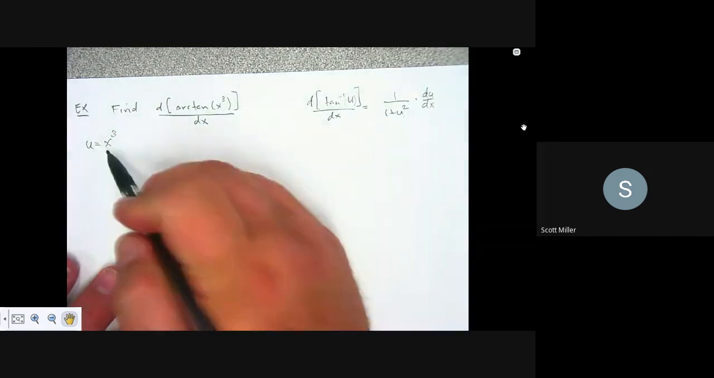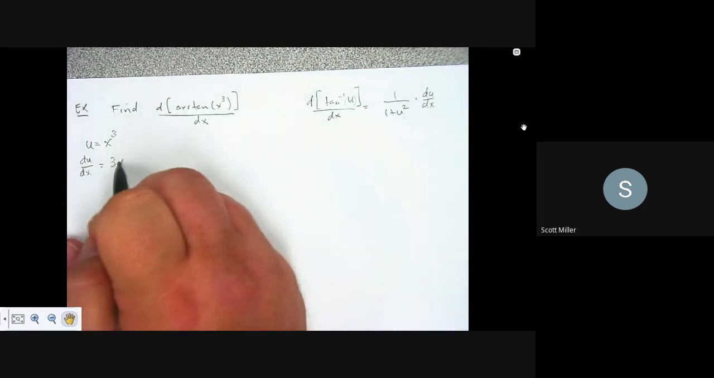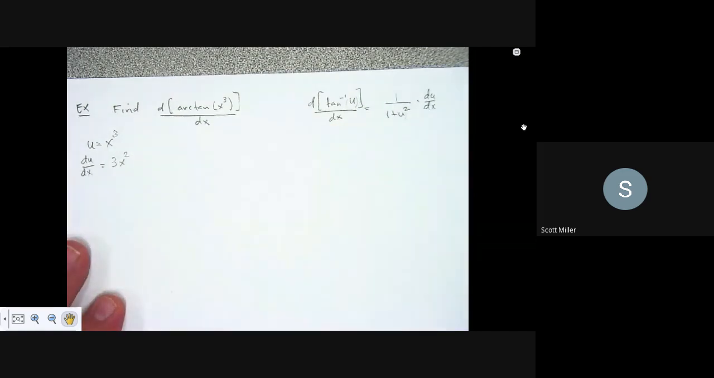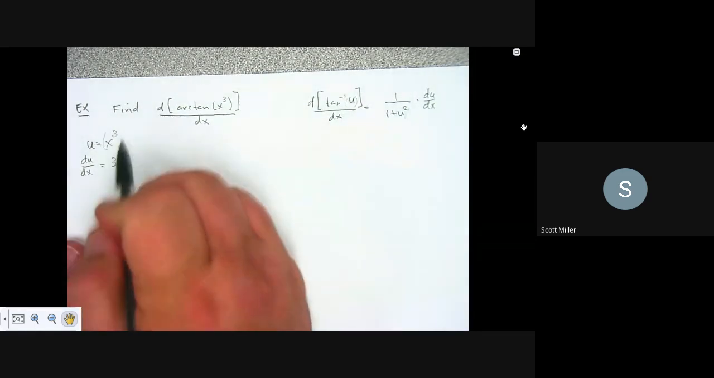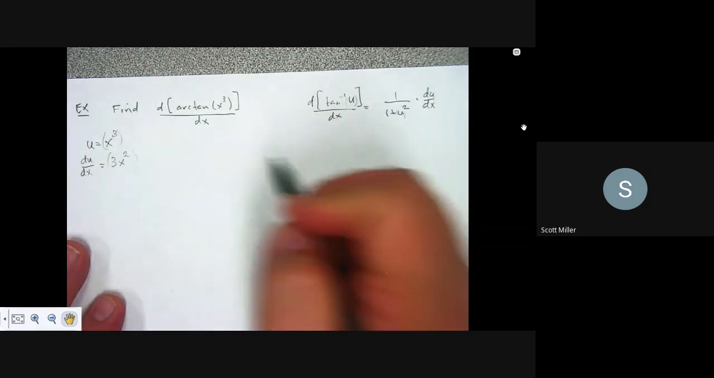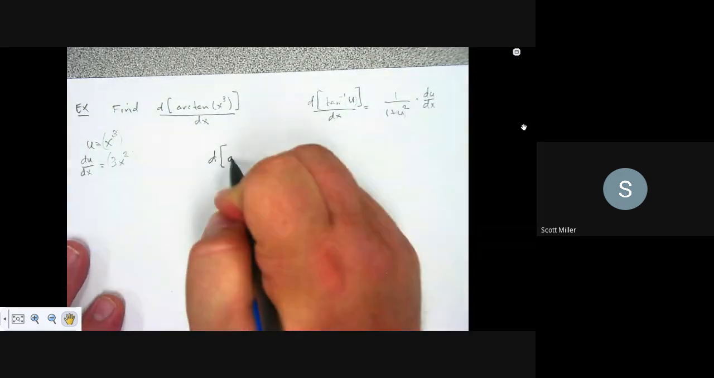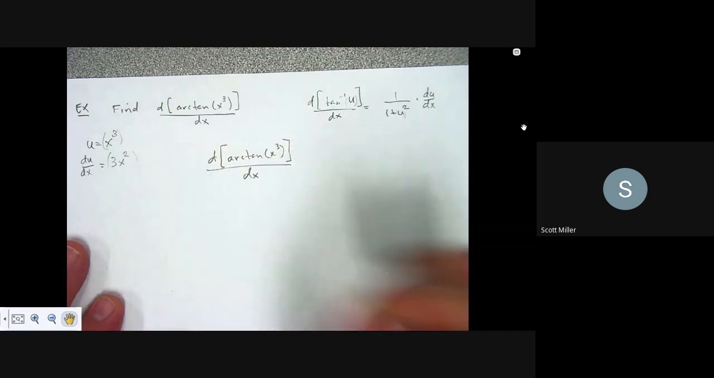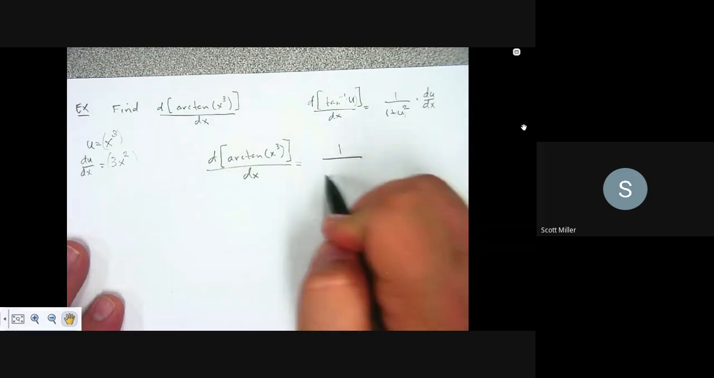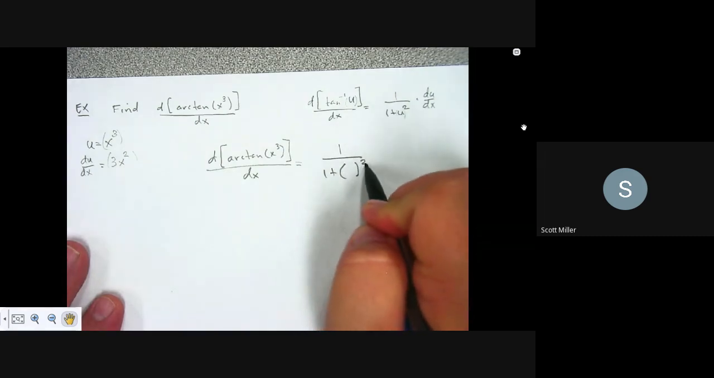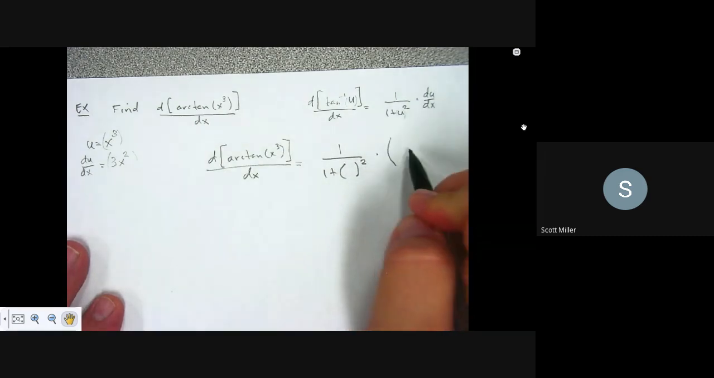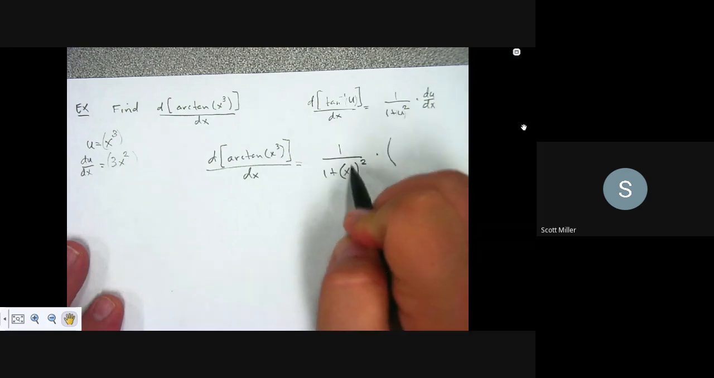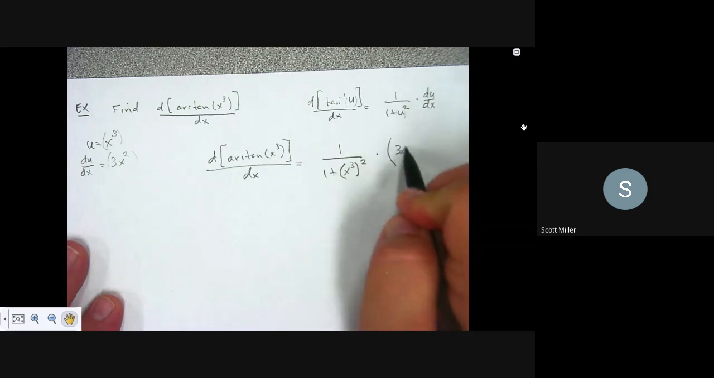Since I know what u is, I can easily find du dx by simply taking the derivative of this with respect to x. This gives me 3x squared by chain rule. All I have to do now is plug these things in using parentheses right into that formula. So the derivative of the arctangent of x to the third with respect to x is 1 over 1 plus u squared times du dx. U is x to the third, and du dx is 3x squared.